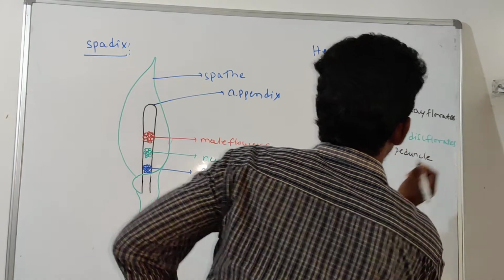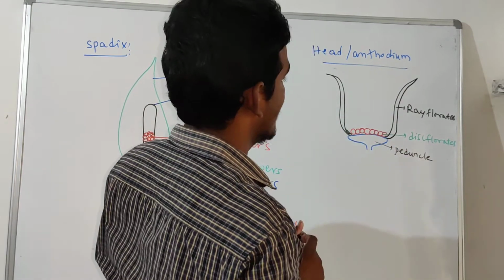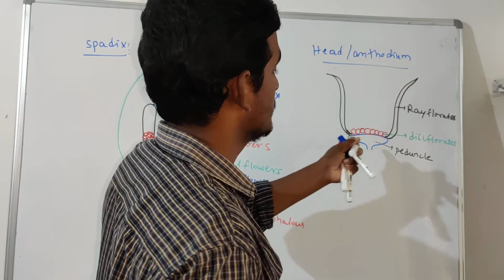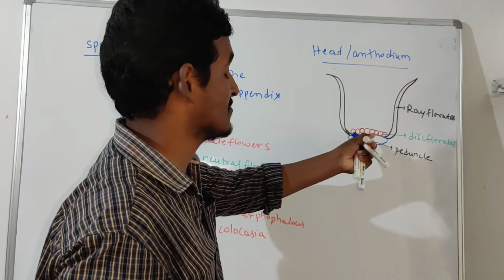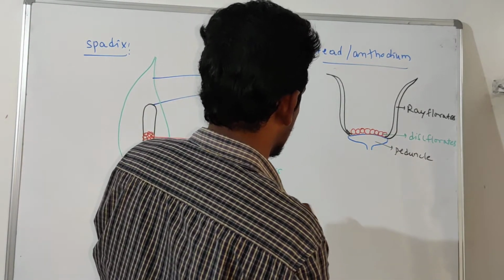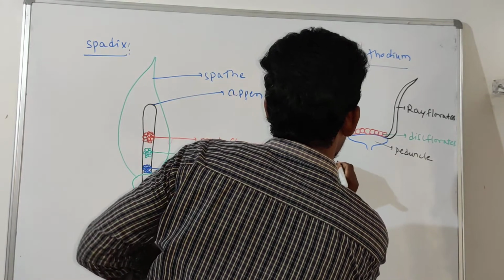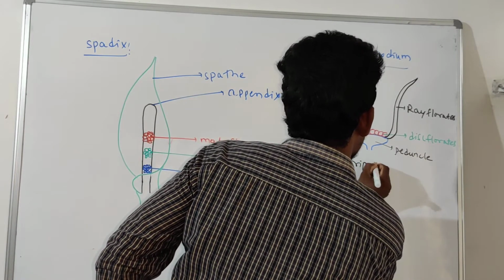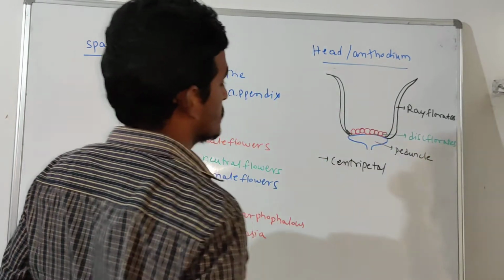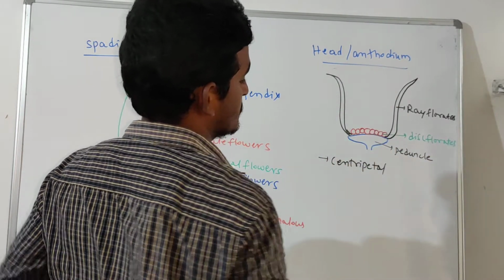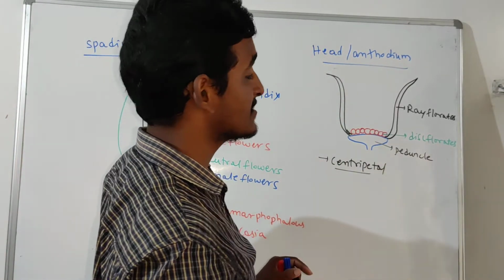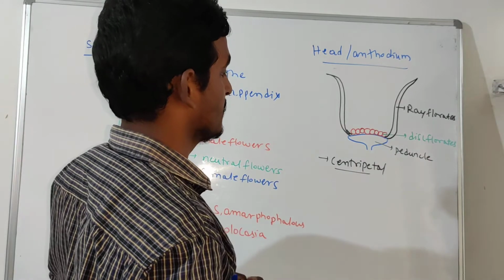So the flowers are sessile flowers. Here it shows one type of arrangement, which we have discussed in earlier classes. So what is the type of arrangement? The flowers open in centripetal order, from the periphery, from the ray florets, towards the center. So the type of arrangement is called centripetal arrangement. Centrifugal means from the center towards the periphery.